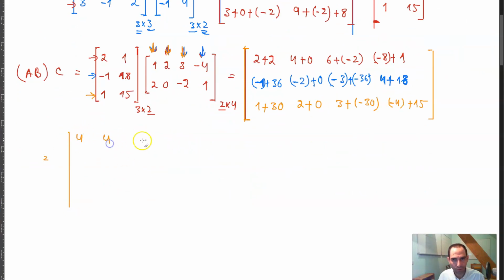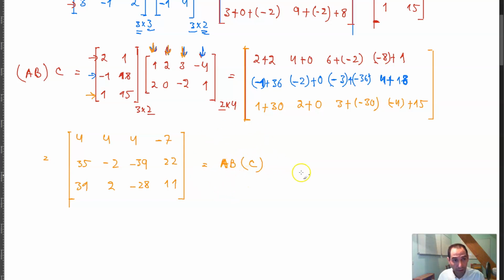That is equal to 4, 4, 4, and negative 8 plus 1 is equal to negative 7. Then you have 35 here, negative 2, negative 39. 18 plus 4 is equal to 22. That is 31. That is a 2. That's negative 28. And that's an 11. And that is the same thing as AB times C.